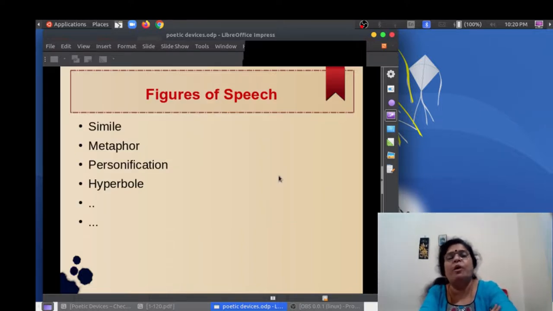Okay, next poetic device is figures of speech. There are so many figures of speech: simile, metaphor, personification, hyperbole, etc. And I think we discussed simile and metaphor in the poem Taj Mahal. Do you remember? Okay, let us see what are the figures of speech used in the poem From a Railway Carriage. Okay, ready? Listen.